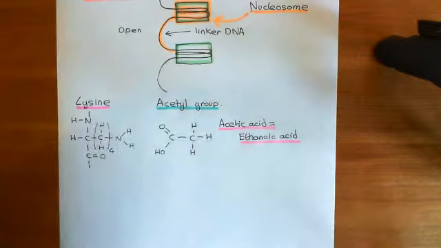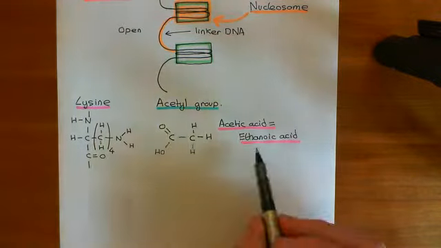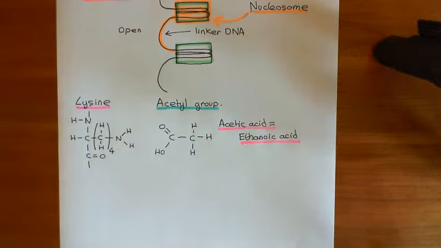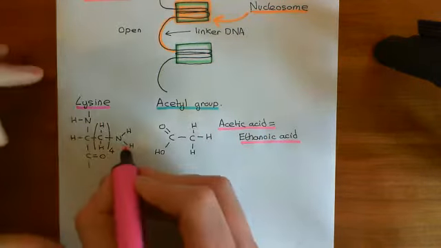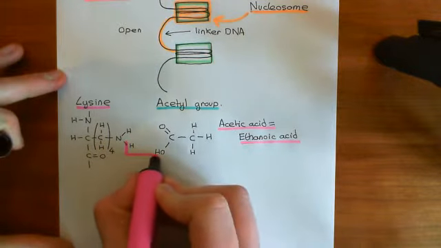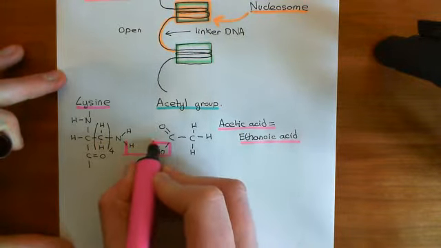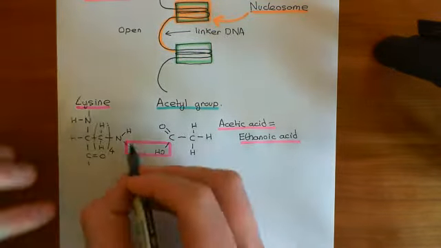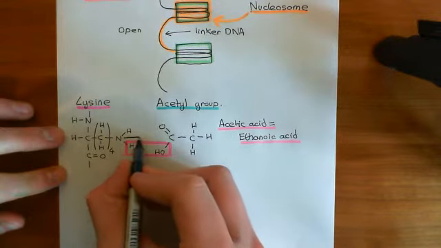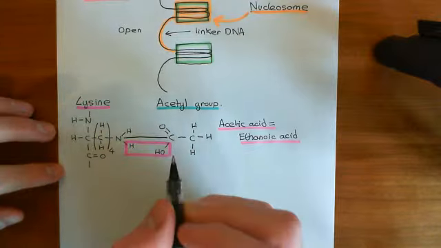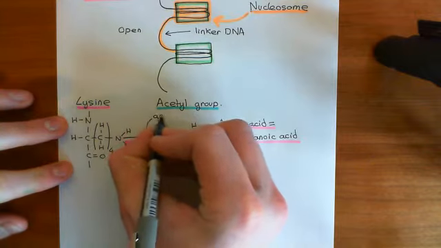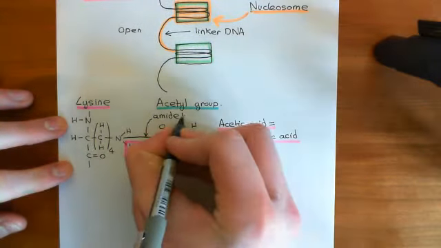Now, what can happen is you can bind acetic acid onto the amino group of lysine residues by an amide link. What's going to happen is we're going to take the hydrogen off the amine group, we're going to take the alcohol group off the carboxylic acid group, and we're going to bind the nitrogen of the amine group to the carbon of the carboxylic acid group. And this sort of link here is known as an amide link.